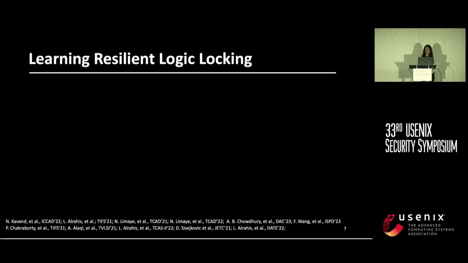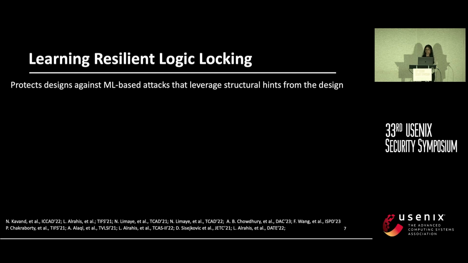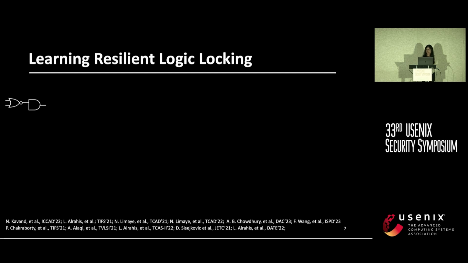Researchers proposed various logic locking techniques. There has been a rise of ML-based attacks with the rise of machine learning. Thus, researchers have proposed learning resilient logic locking techniques that protect designs against ML-based attacks that leverage structural hints from the design. In traditional logic locking, the possible key gates are an XOR key gate with a key value of 0 and an XNOR key gate with a key value of 1, as shown over here, where there is a correlation between the key gate and key value.